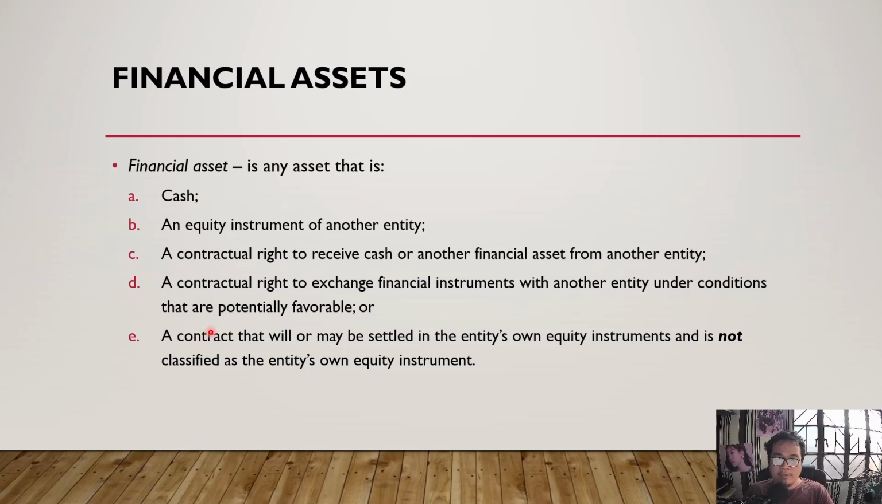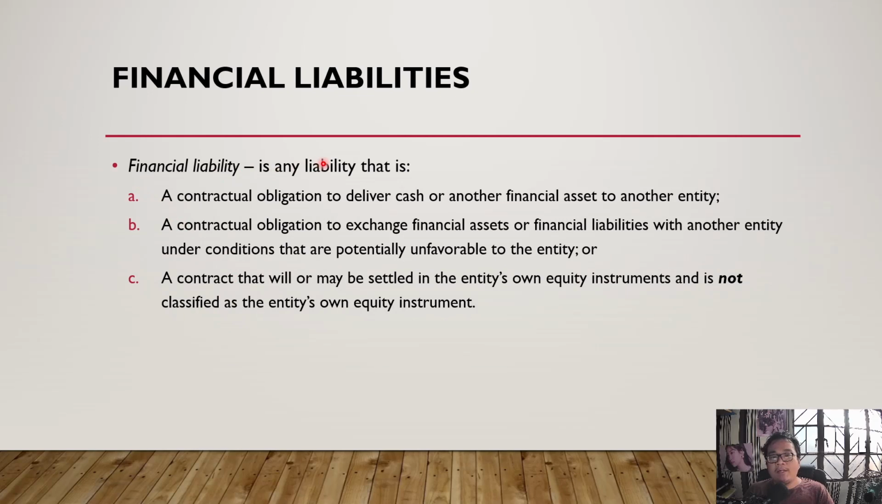Ito naman, pag financial liability. Ito naman, is any liability that is a contractual obligation to deliver cash or other financial asset to another entity. A contractual obligation to exchange financial assets or financial liabilities with another entity under the conditions that are potentially unfavorable. Ito kasi dito, kita nyo, favorable eh. Potentially favorable, so asset yan. Dito naman, potentially unfavorable, so liability yan. Or a contract that will or may be settled in the entity's own equity instrument and is not classified as the entity's own equity instrument. So yan, mga financial liability yan.